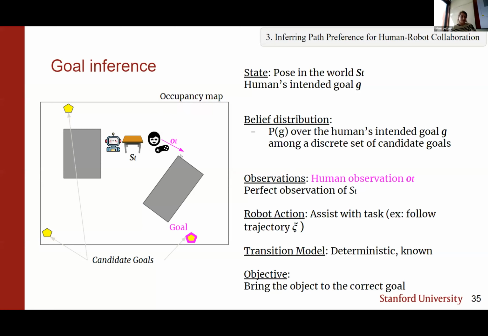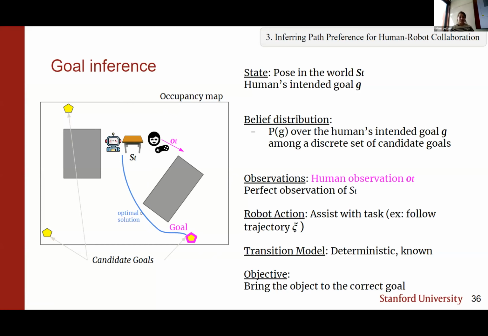And our goal is to assist with the task. For example, this could be carry the table to the correct goal. And the optimal solution to this problem could very well be this. So in this case, thanks to the human's observations, we correctly inferred that the goal we wanted to go to was this one. But it turns out the shortest path and maybe the lowest cost path to the goal for the robot is this one.